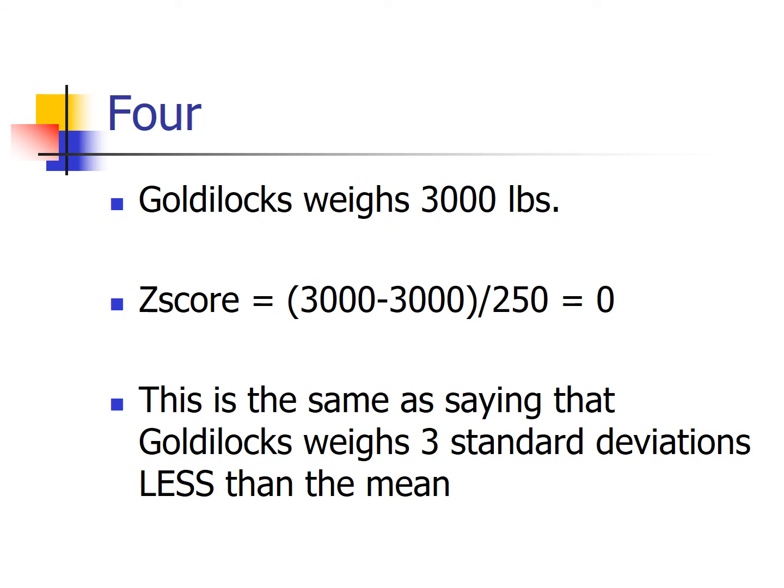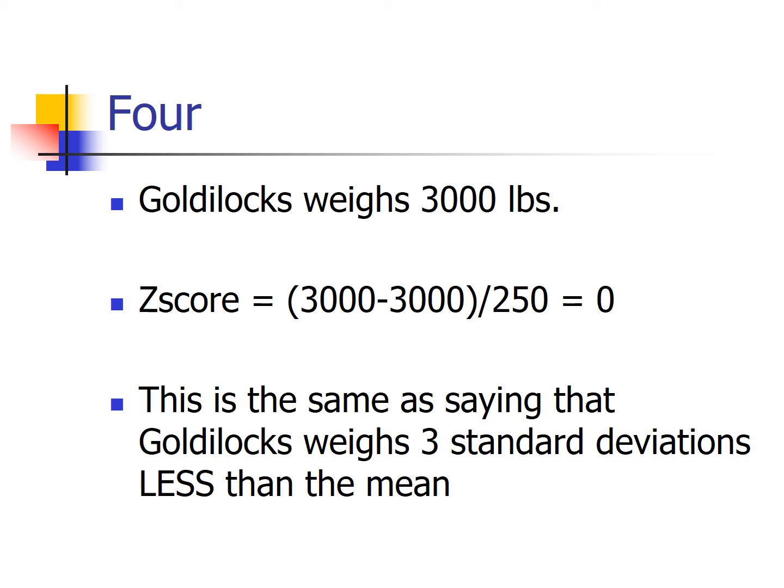What about Goldilocks? People are always saying, oh, Goldilocks, you don't weigh too little, you don't weigh too much, you weigh just right. Is that true? Does Goldilocks really weigh just right? Well, let's calculate her z-score. 3,000 minus 3,000, really at this point divided by who cares, right? Because 0 divided by anything is always 0.